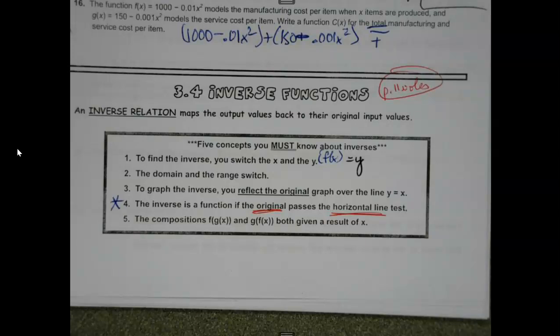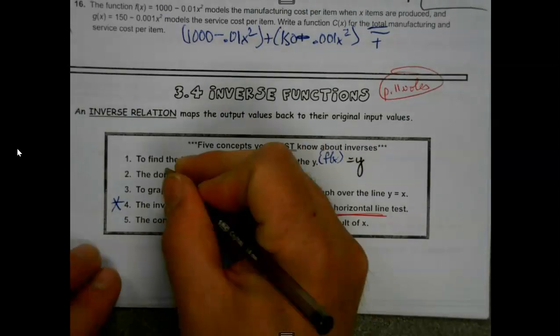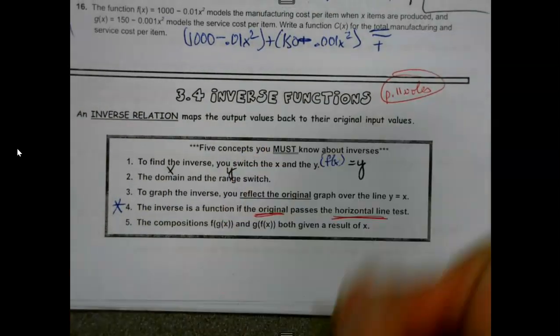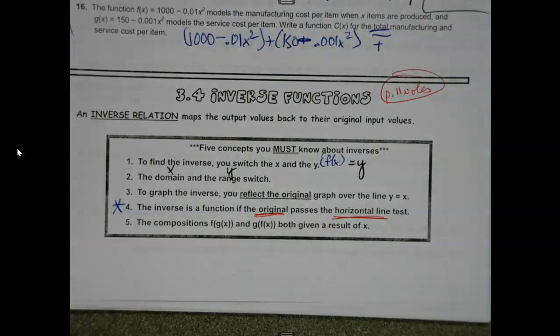The domain and the range switch. Well, that makes sense because the domain is your x values and the range is your y, and you're starting to see a pattern develop here. You switch the x and y. You switch the x and y.